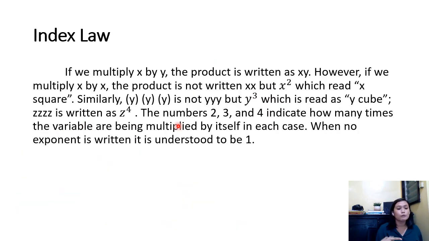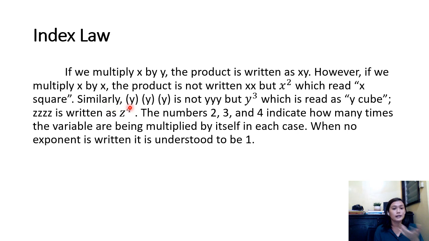Now, let's proceed to the index law. If we multiply x by y, then the product is xy. However, if we multiply x by x, the product is not written as xx, but we need to write it as x squared, so x raised to 2. It means there are two x's, right? Which is read as x squared.